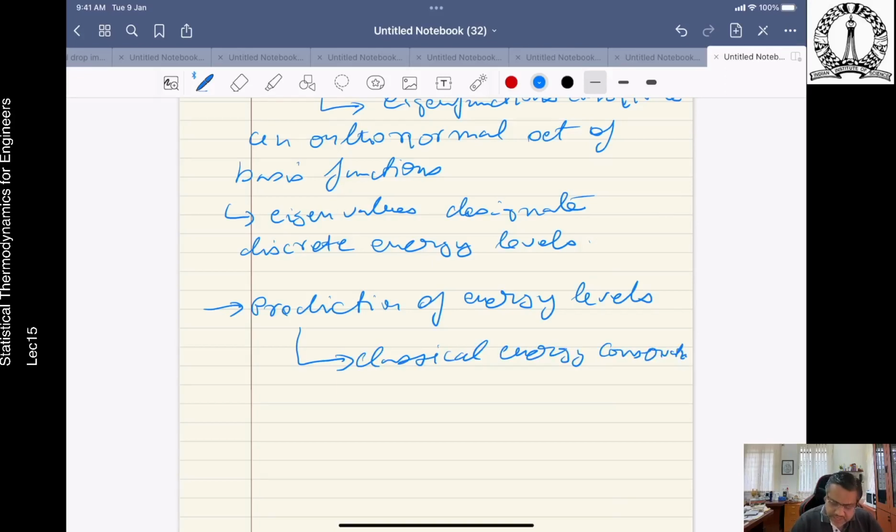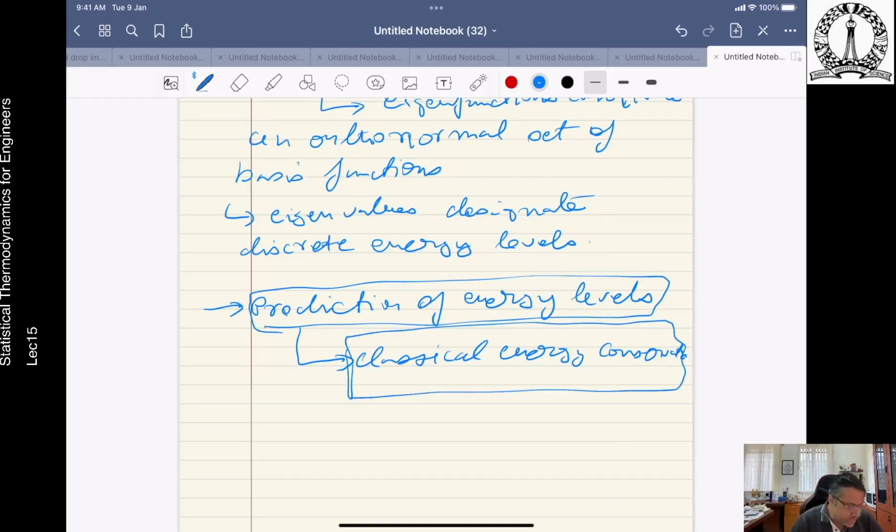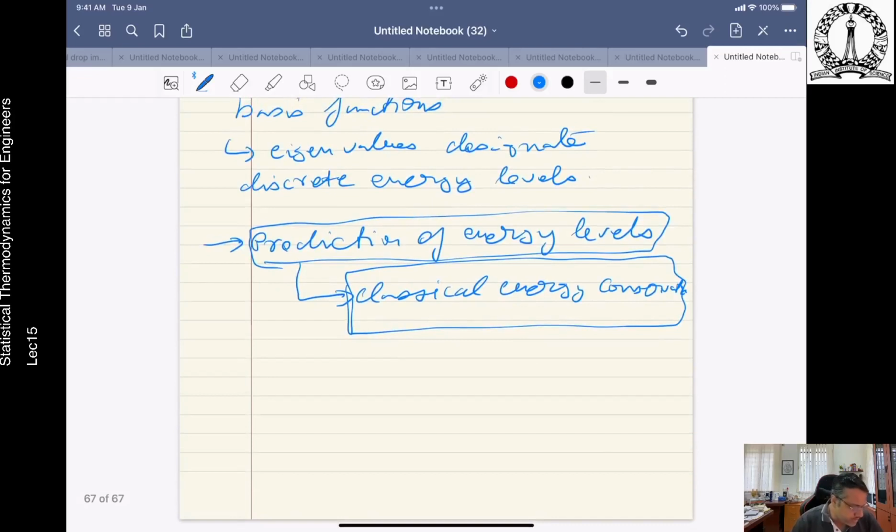So what we are saying is that Schrodinger's wave equation is used for prediction of energy levels that we have seen already. Now, this has got some connection with the classical energy conservation principle as well. So let's do a very quick verification of this by considering a conservative system.